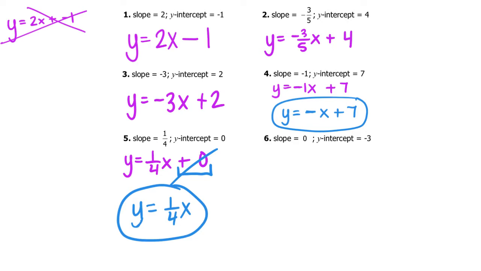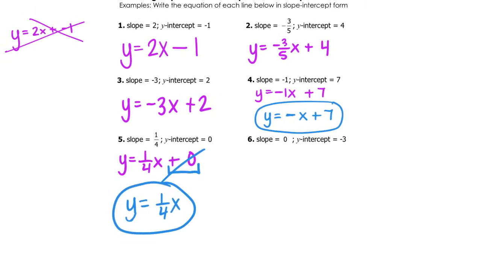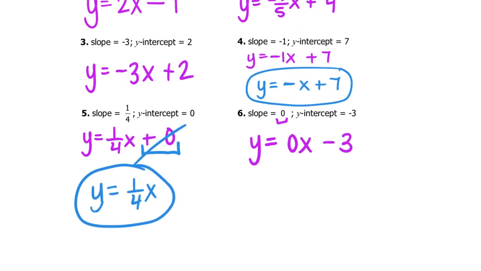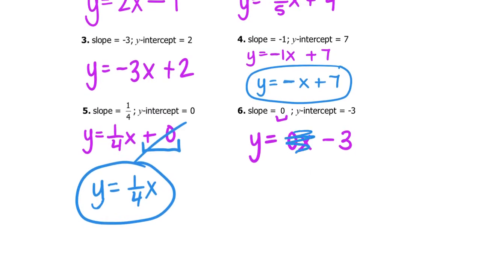All right, and then the last one's a little tricky. We've got a slope of 0 this time. So if I write it out, it would look like this: y equals 0x minus 3. And it's kind of like this one here. When you have 0 times x, that's just 0. Like this is really nothing. So again, just like over here when we didn't need to write it, same thing. If you have a slope of 0, you don't need to write it. We're just going to write this as y equals -3.